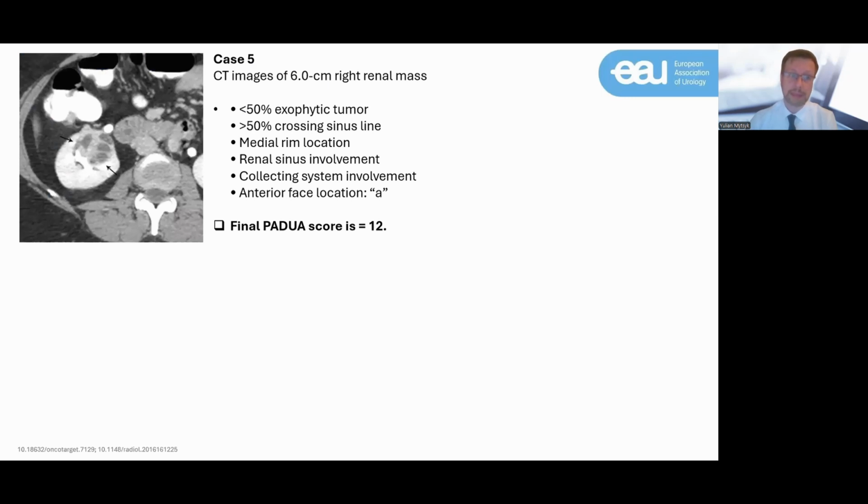Let's stop on some cases. Case number 5. On the CT image, we can see a 6-centimeter tumor of the right renal mass. It has less than 50% exophytic growth, median rim location, renal sinus involvement, collecting system involvement, and anterior face location. According to the PADUA, the final score was 12.